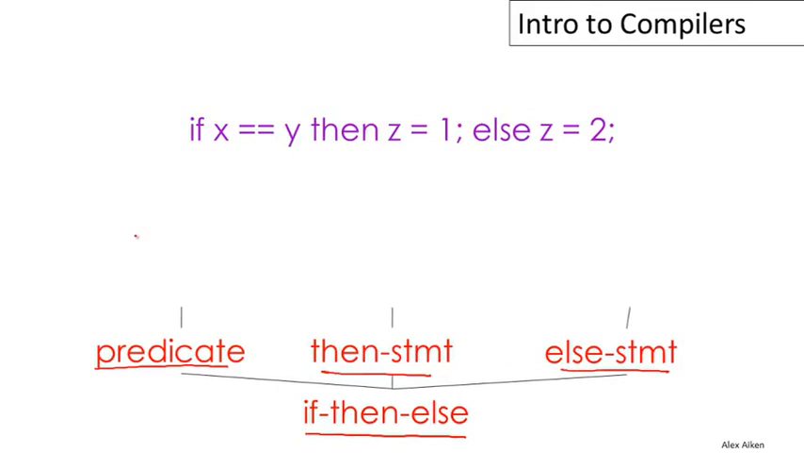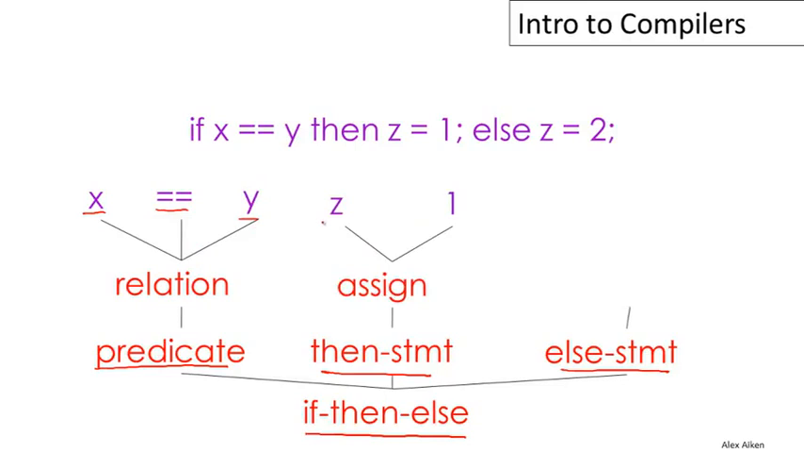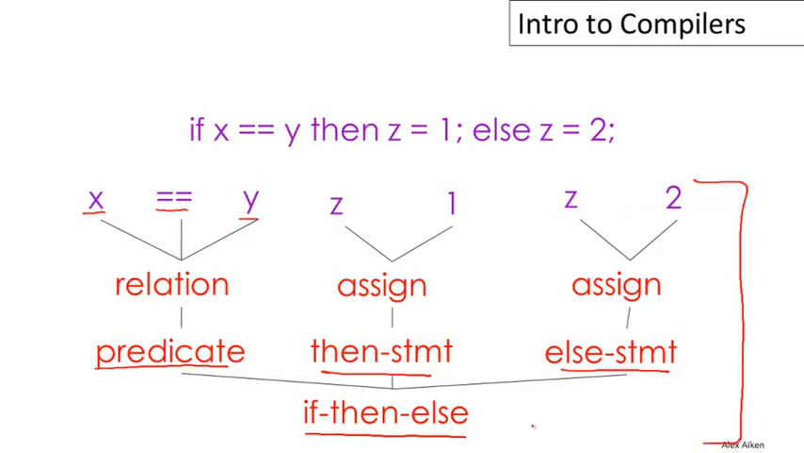And now let's look at the predicate, which consists of 3 pieces. There's a variable, a comparison operator, and another variable. And together those form a relation. So a comparison between 2 things is one of the things you can have as a valid predicate. Similarly, the then statement consists of an assignment where z gets 1, and the else statement also has the form of an assignment, z gets 2. And altogether, this is a parse tree of the if-then-else showing its structure, breaking it up into its constituent pieces.